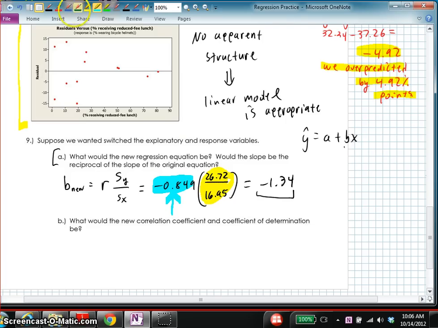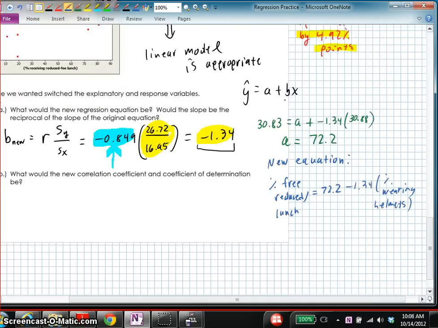Okay, so we get this new slope, and we're going to plug back in to find the y-intercept, so let me do that. All right, so all I did here was I took and plugged into this equation. I have an actual y and an actual x, and the slope I just computed. I solved for the y-intercept, and I got this was the new equation.